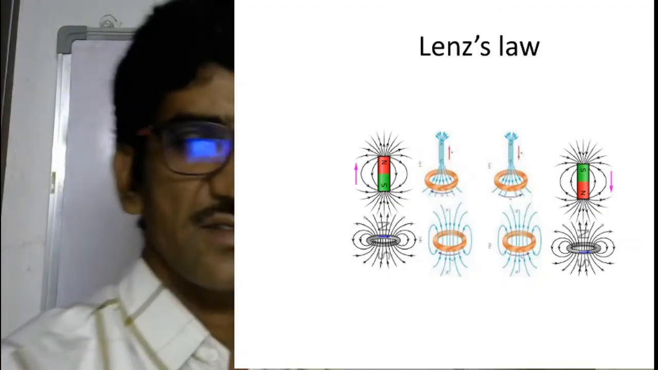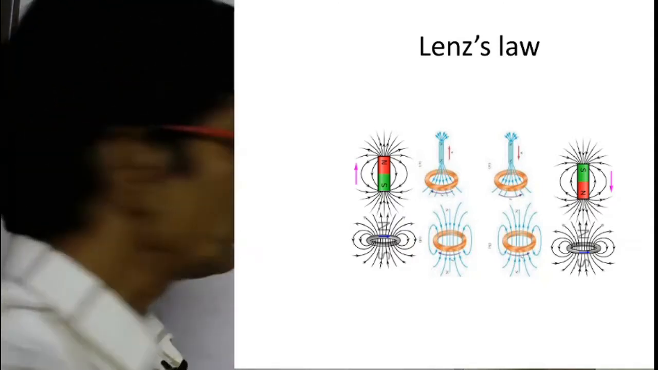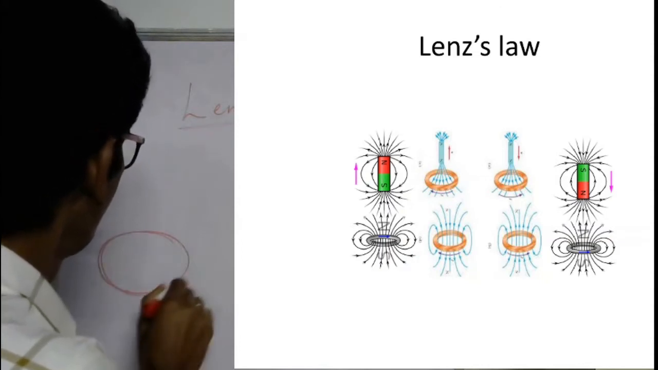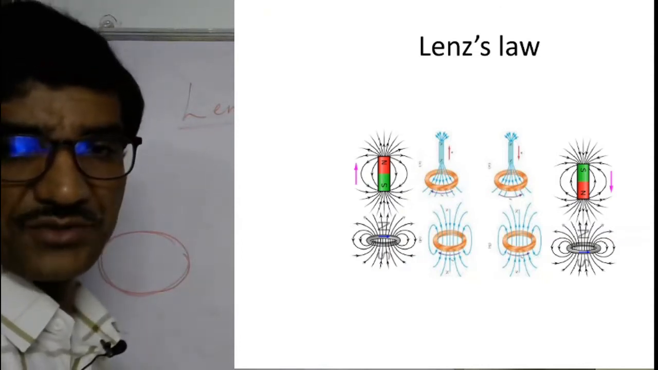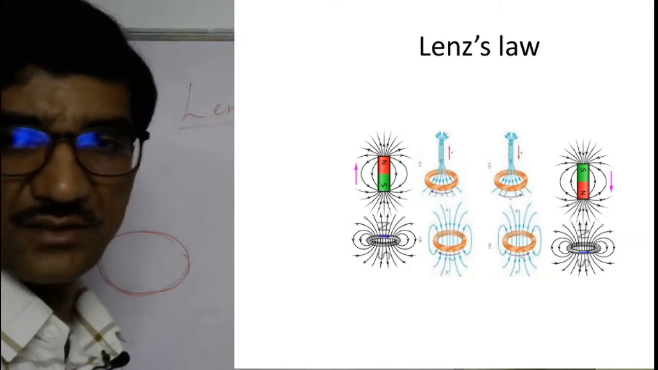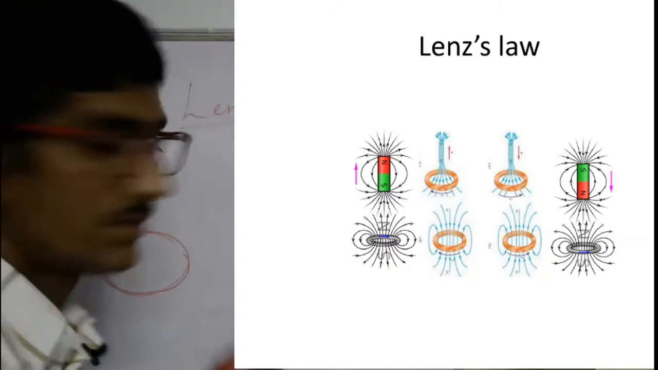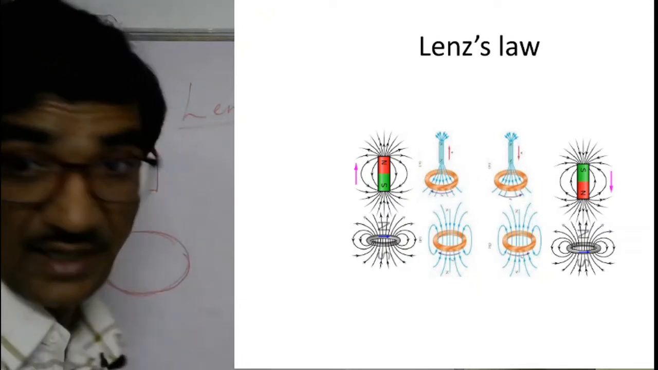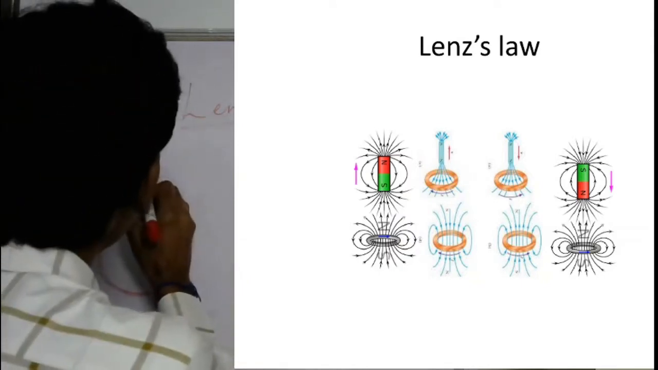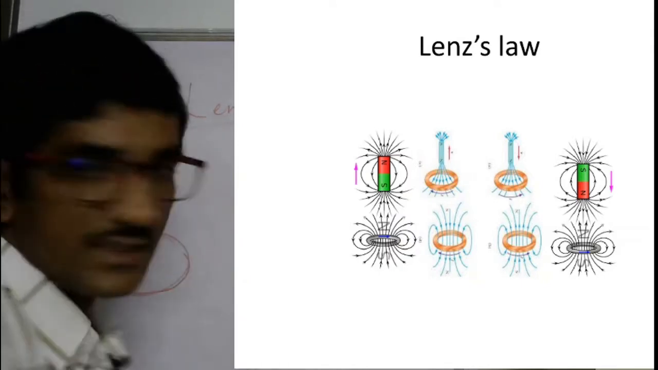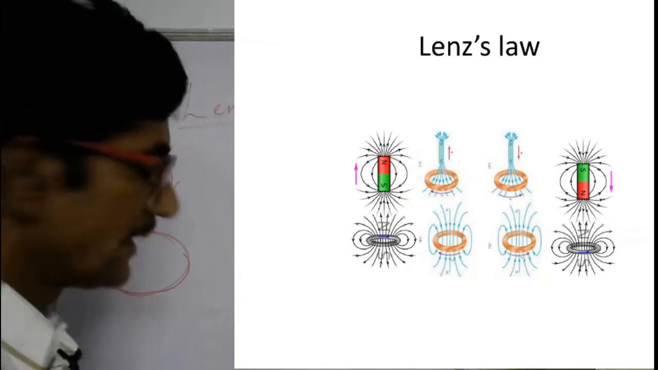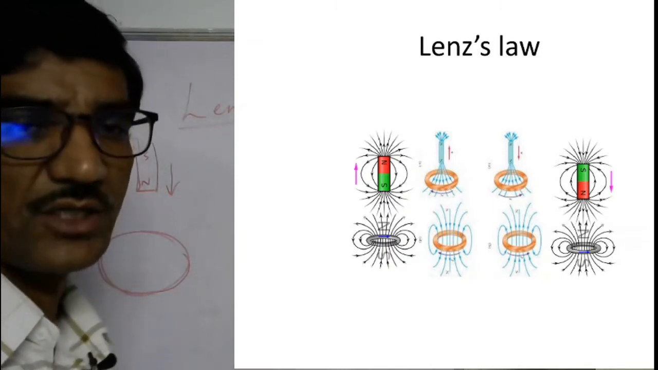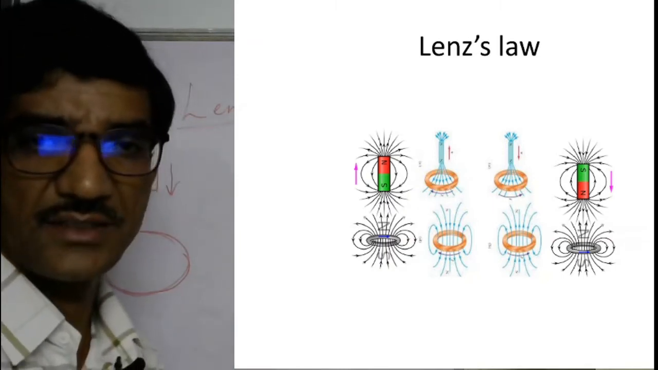Now let us try to understand Lenz's law by taking one example. I am taking one loop. You see this on the slide. On the right edge, the magnet is falling into the ring. The magnet is moving inside of the ring. On the right edge of the slide, you can see the north-south pole. The magnet is coming towards the coil. Here, your doubt is what will be the direction of the induced current.